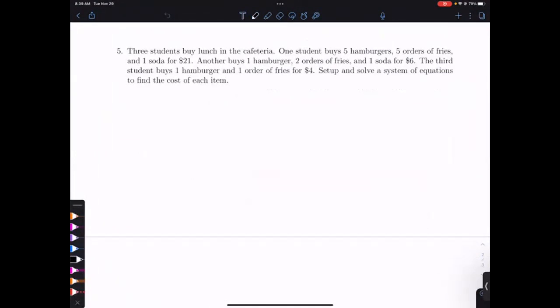So take a look at number 5 in the 7.2 notes if you haven't done it already. And just take a second and think about how we would set that up.